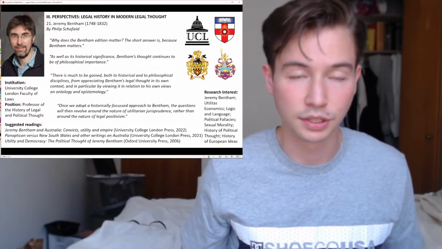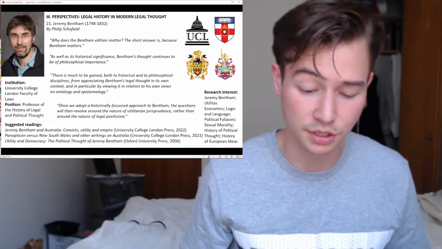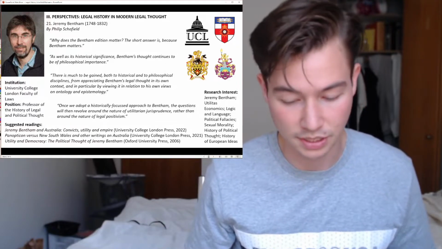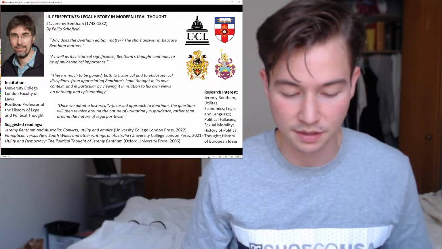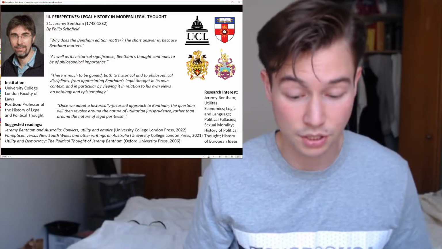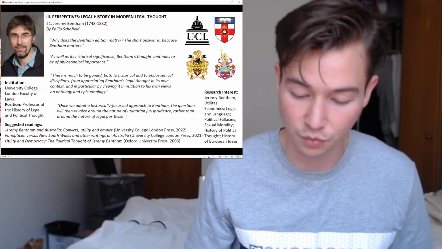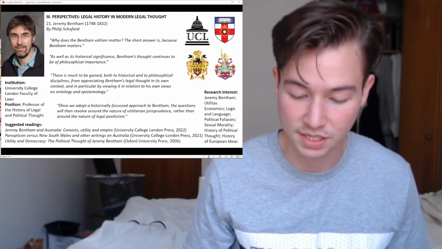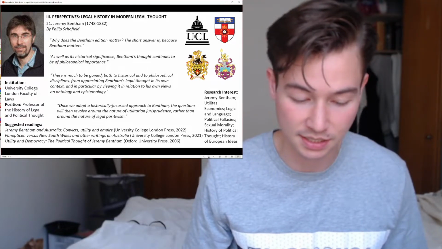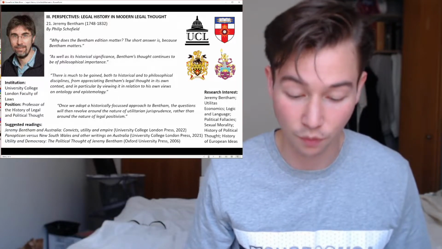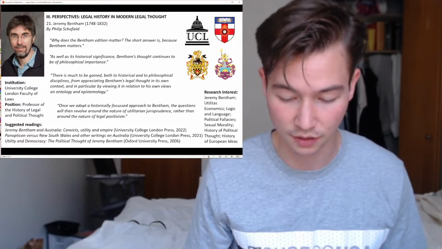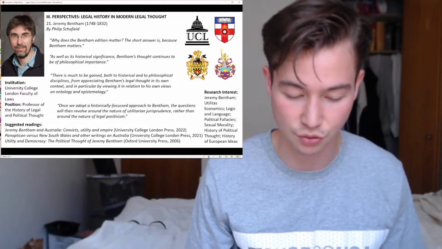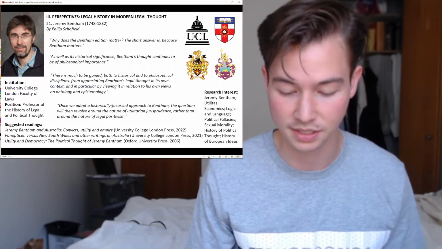So he also has this quote: "Why does the Bentham edition matter? The short answer is because Bentham matters." The 19th century utilitarian philosopher Henry Sidgwick claimed that Bentham was the preeminent representative of the Enlightenment, and that Benthamism was the legacy left to the 19th century by the 18th, being the force against which the new philosophy of restoration and reaction had to struggle continually with varying success.